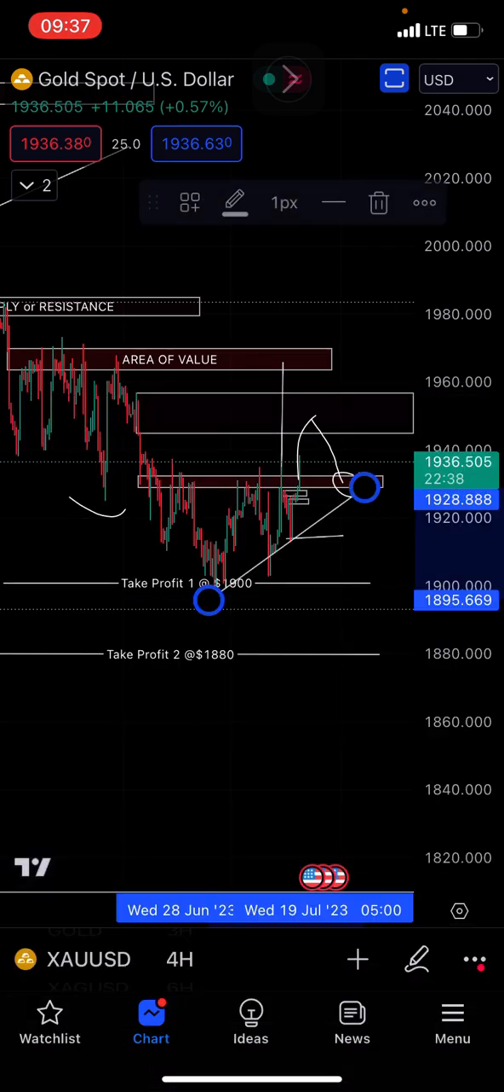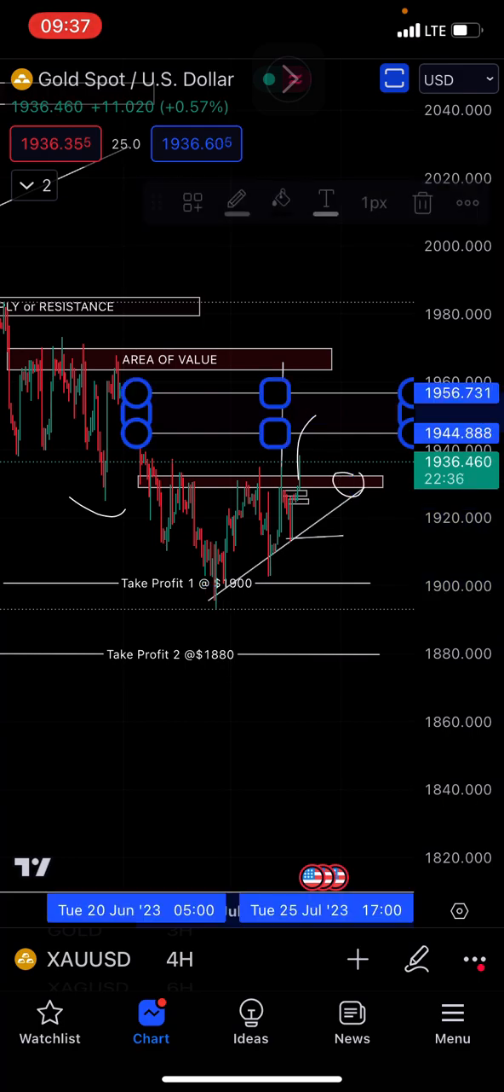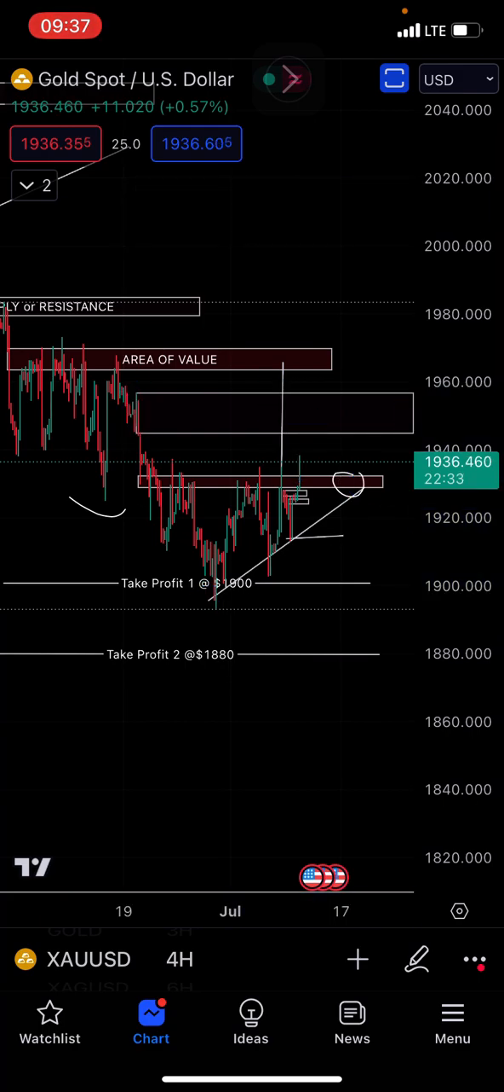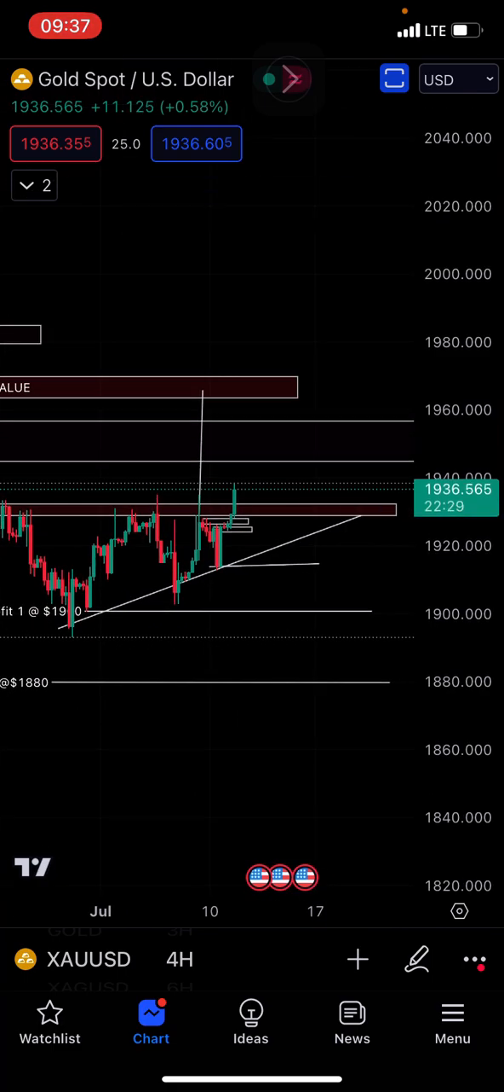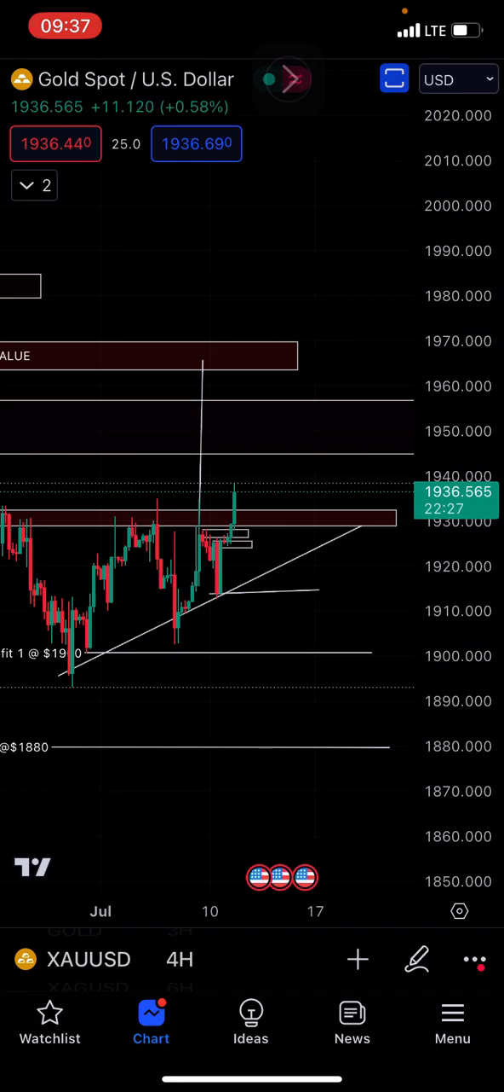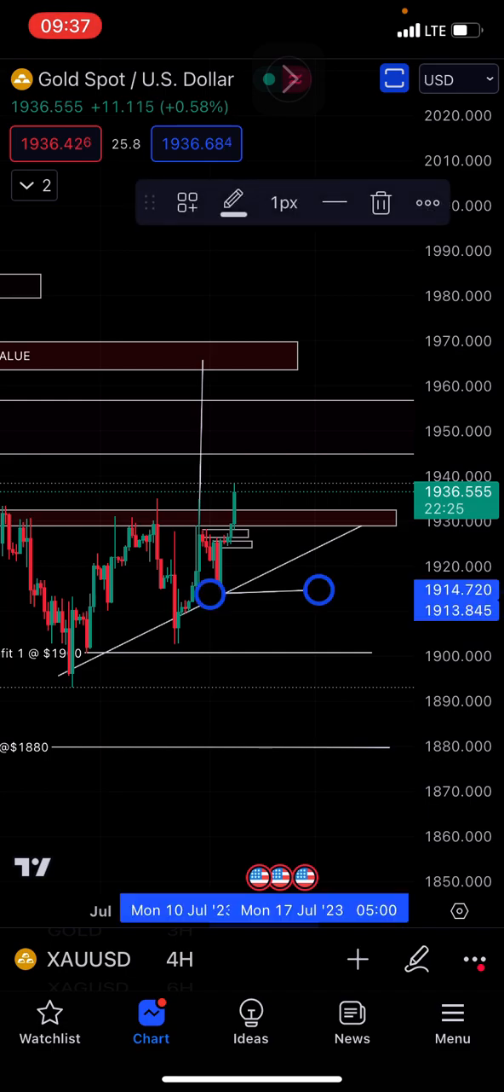We can enter aggressively with a lower lot size, because that is what I call aggressive entries. What do I call them? I call them a gamble. But conservatively, you might not get an entry again.